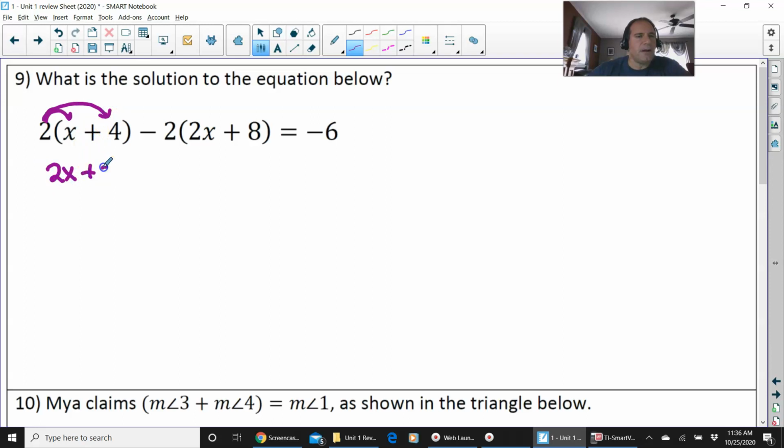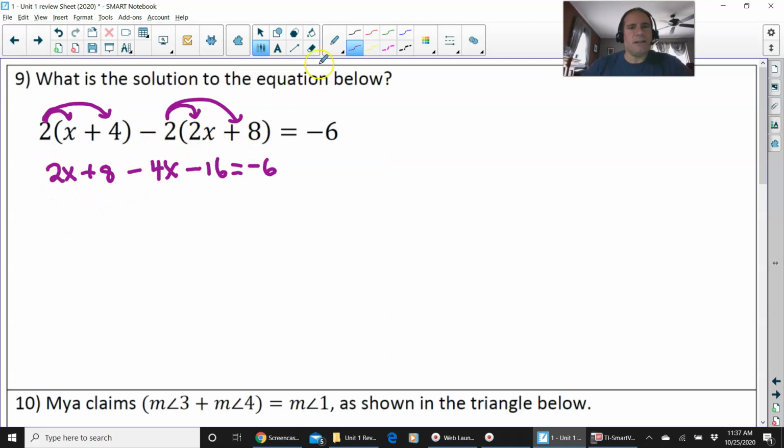This is distributive property. Remember this part right here, just check your answers. This is a negative 2 times a positive 2, which is a negative 4x. That's why. Negative 2 times positive 8, which is negative 16. Just be careful with that when distributing in the negative. A lot of people do have trouble with it.